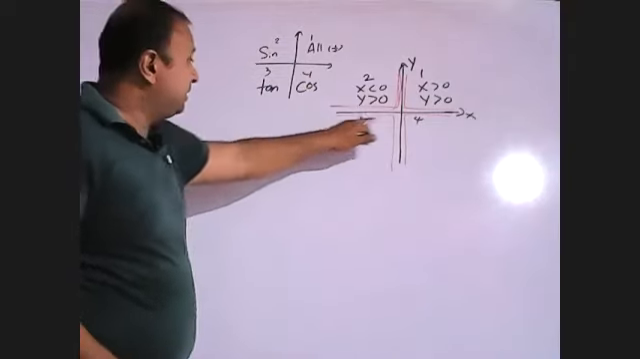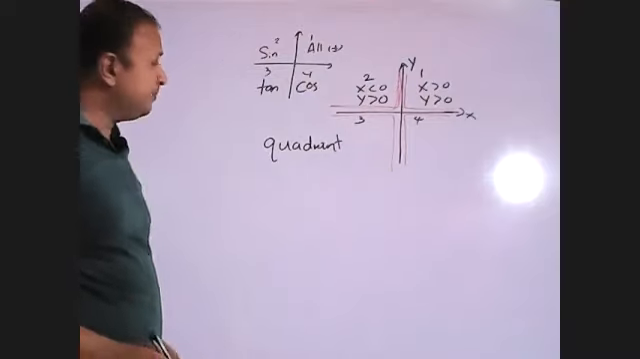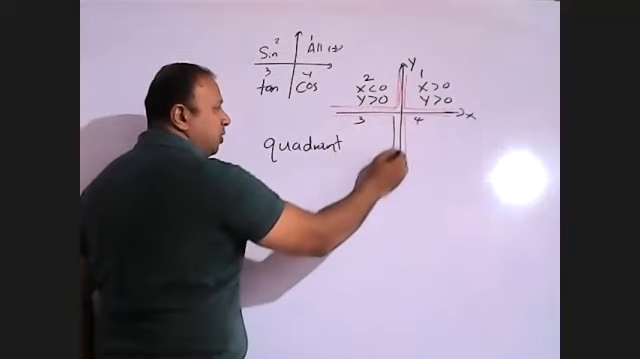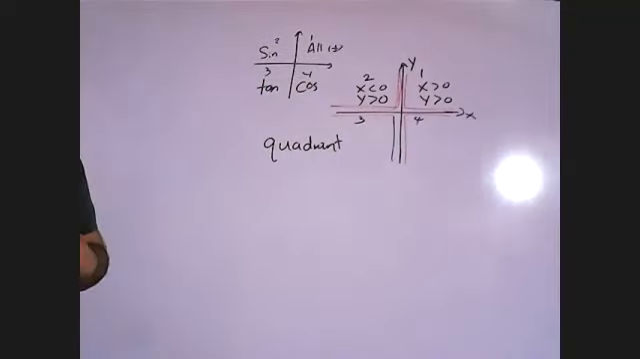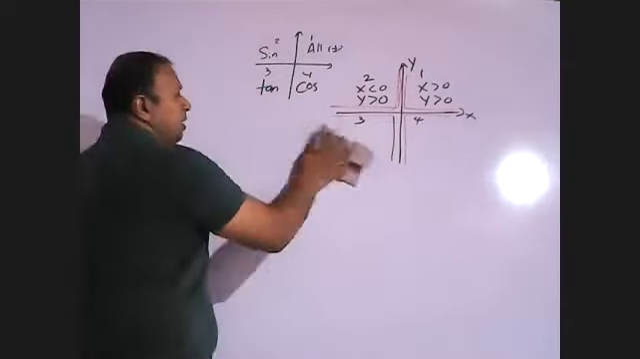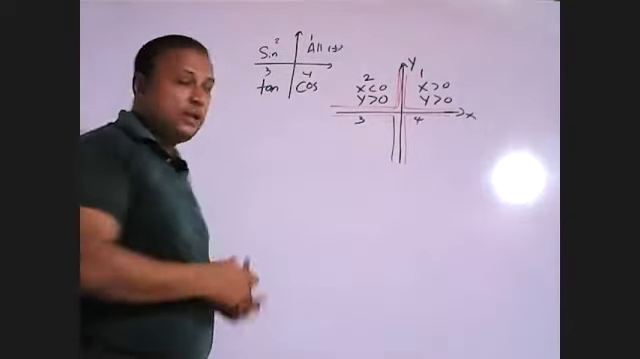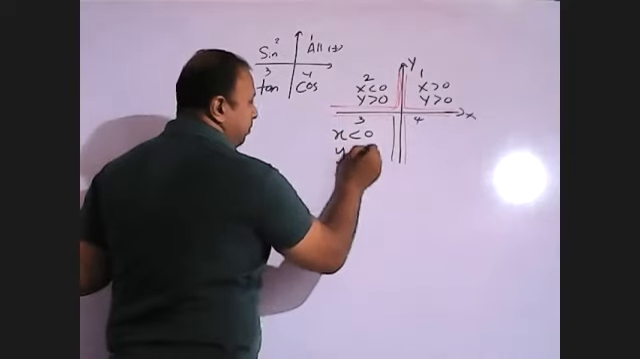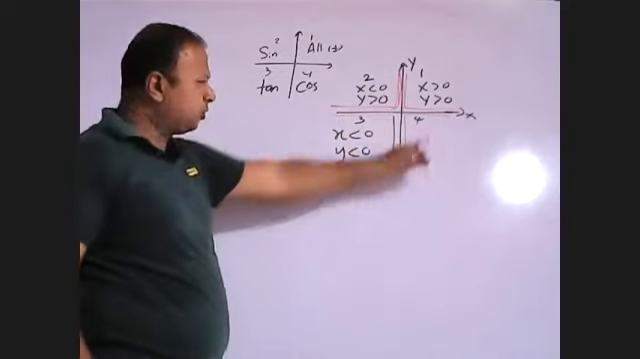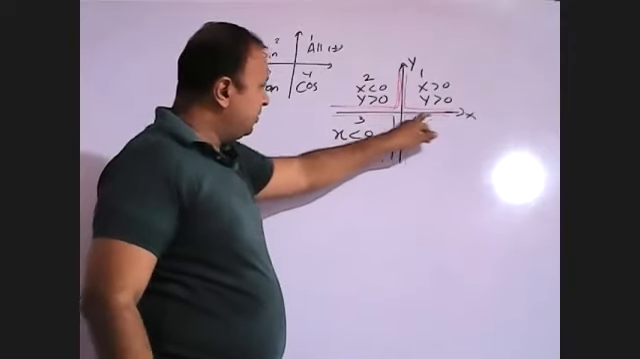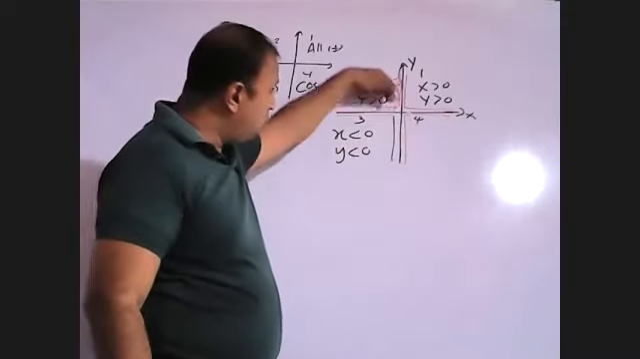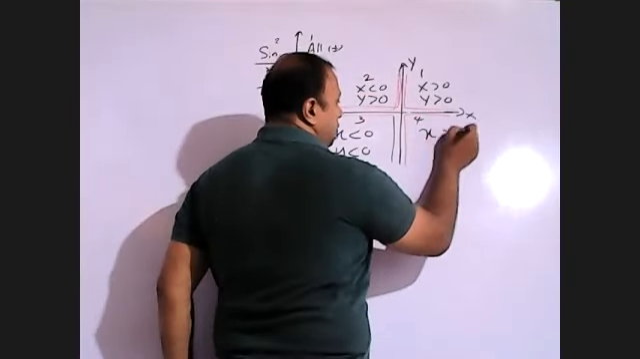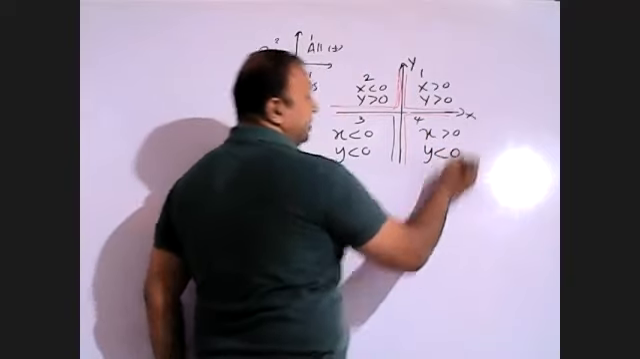Okay. The third quadrant, look at this. Those are the boundaries of the third quadrant. Therefore, both x and y values are negative. In the fourth quadrant, look at these boundaries. x values are positive, while the y values are negative.